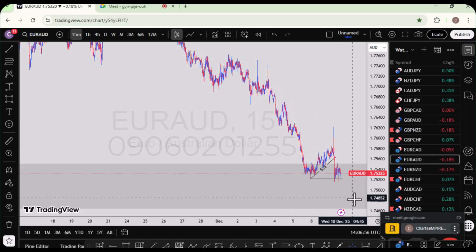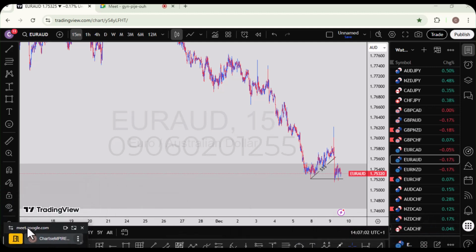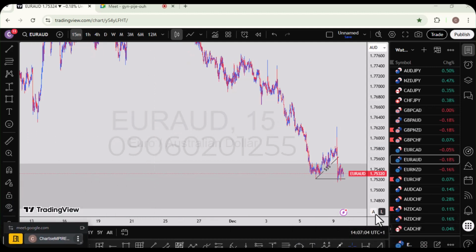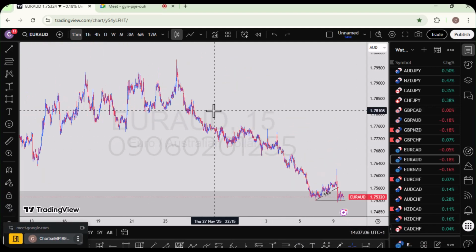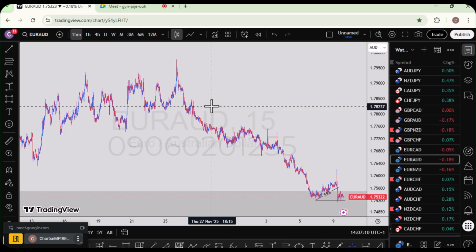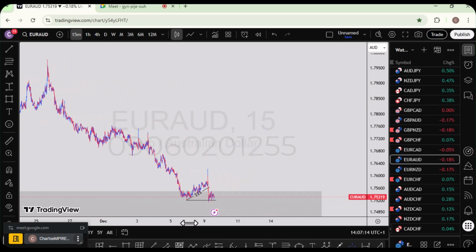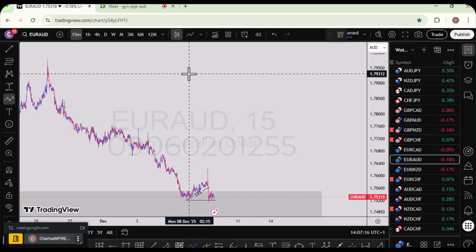Now, if you would like to construct your symmetrical chart pattern, you need to understand that you need to zoom out your chart. Zooming out your chart will help you to be able to construct your triangles. Now, I am going to repeat the triangles formation pattern again.